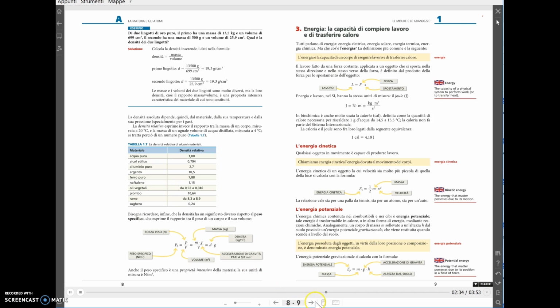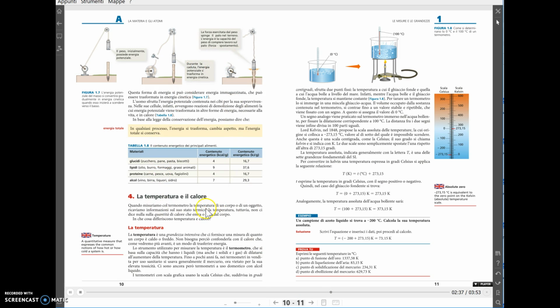D. Temperature and heat. Temperature is an intensive quantity. The instruments that measure temperature are thermometers. There are 2 different thermal scales, the Celsius scale, degree Celsius, and the Kelvin scale, K. Heat is transferred from a body with a higher temperature to a body with a lower temperature. Heat depends on the quantity of matter involved and is therefore an extensive quantity. Specific heat is the amount of heat absorbed or lost by 1 gram of material during an increase or decrease of 1 degree Celsius of temperature.